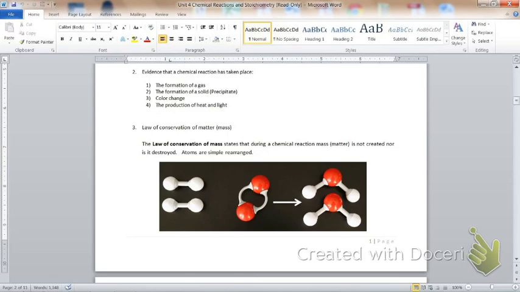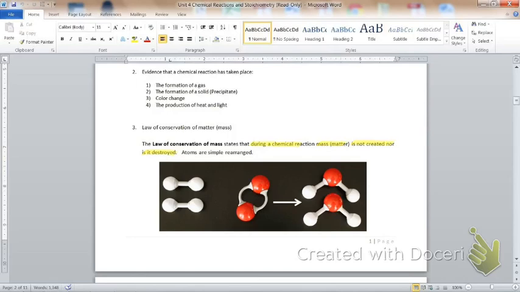Alright, now what I want to do is introduce to you the law of conservation of mass. This is an extremely important law. Essentially what this law states is that during a chemical reaction, mass, or in other words matter, is not created nor is it destroyed. In other words, it means that atoms or matter in general is conserved during a chemical reaction. Hence the law of conservation of mass.